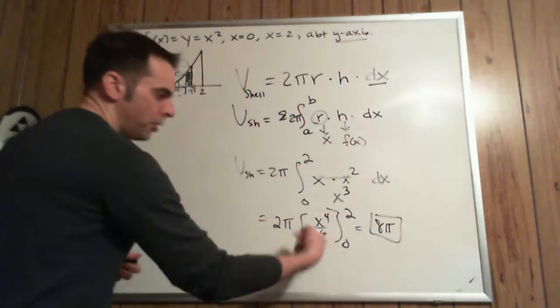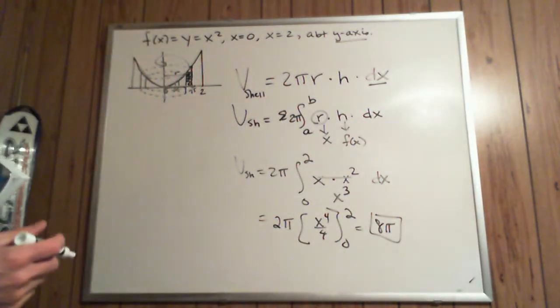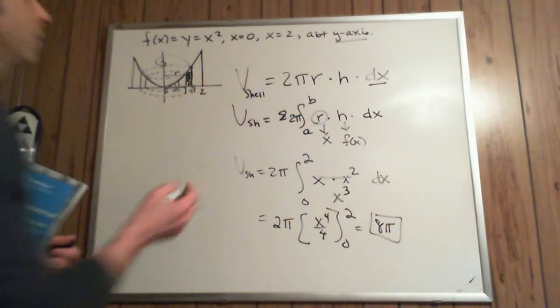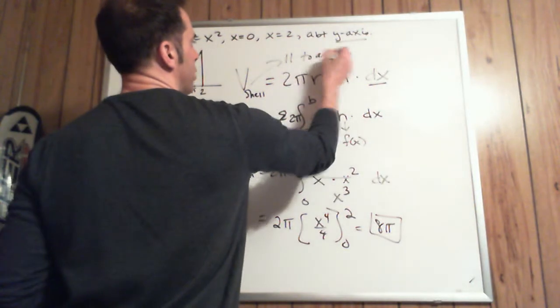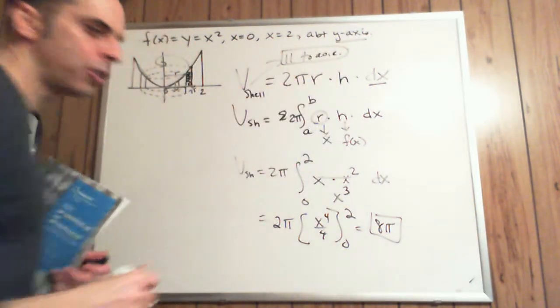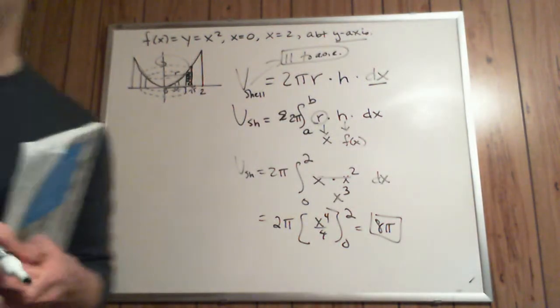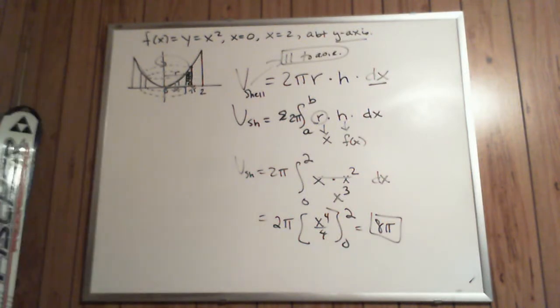Of course, obviously, if we put the 0 in, we get 0. Okay, so that is volume by shell. Volume by shell is parallel to the axis of rotation. Disk and washer are perpendicular to the axis of rotation. Okay?